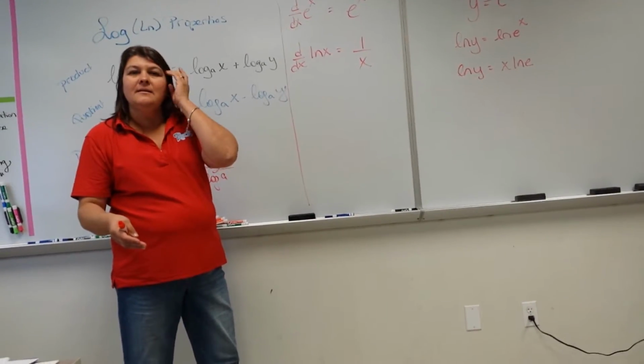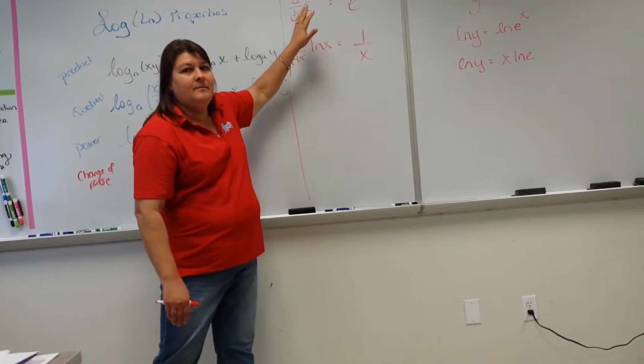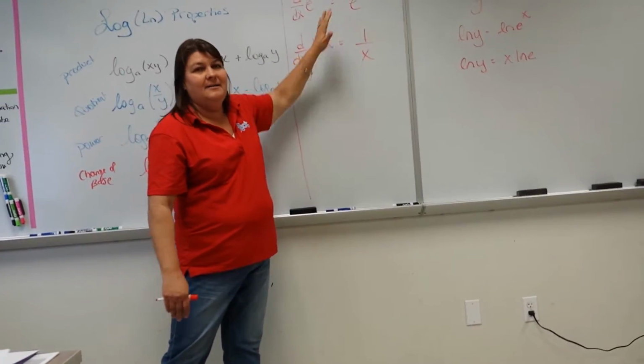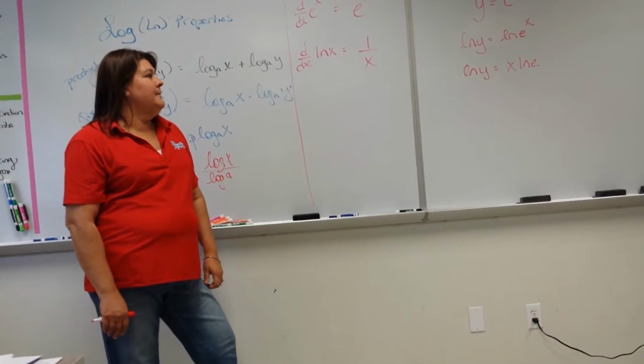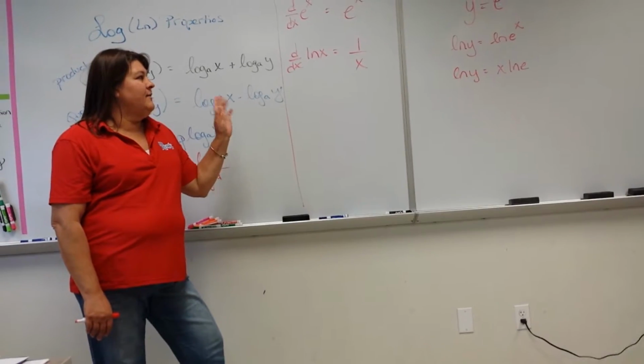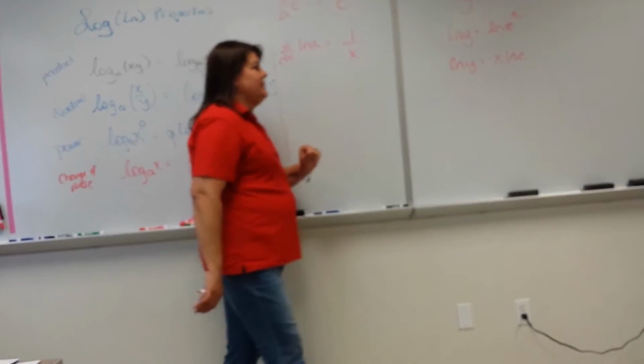Does that make sense? So I'm giving you the derivative of this before it's an equation. Does that make sense? Yes. So the derivative of the natural log of x is 1 over x. Back over here for a minute, okay?